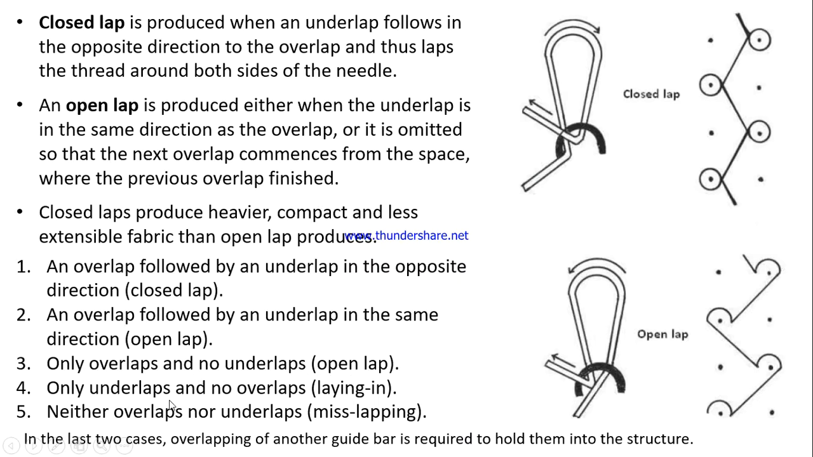And only underlap, no overlap. If no overlap has been done, then no loop formation occurs, because the needles will not be able to catch the thread. No feeding will be done, so there will be laying in. The yarn will lay in the structure. Neither overlap nor underlap: if there is no movement of the guide bar during the successive knitting cycles, then there will be mislapping. That may be considered a structural defect. So in the last 2 cases, overlapping by another guide bar is required to hold them into the structure.